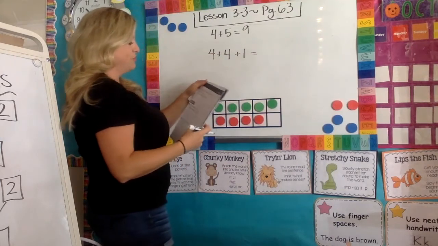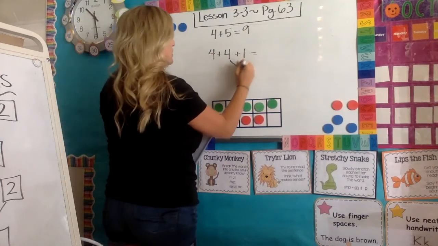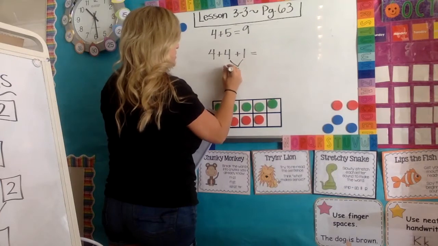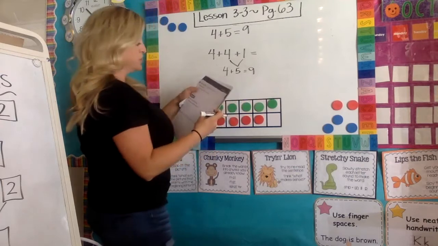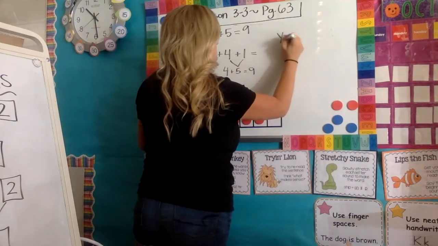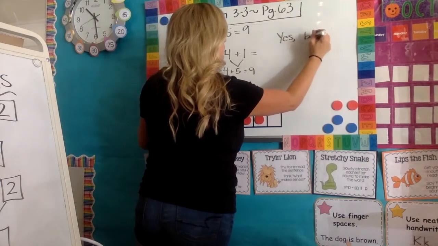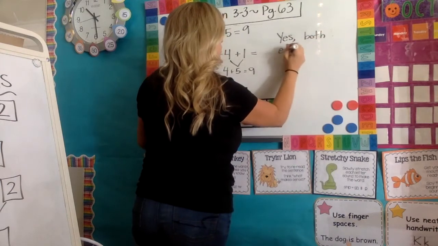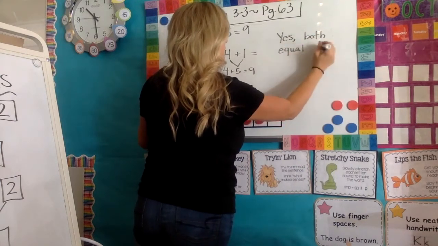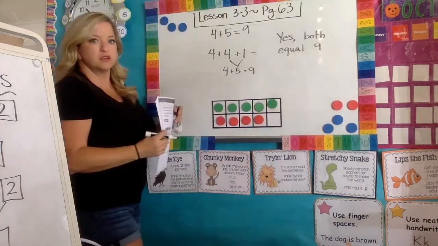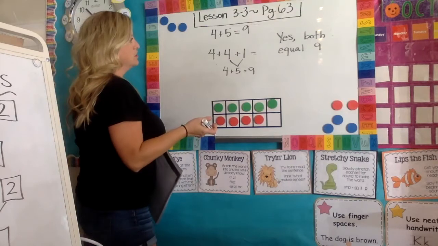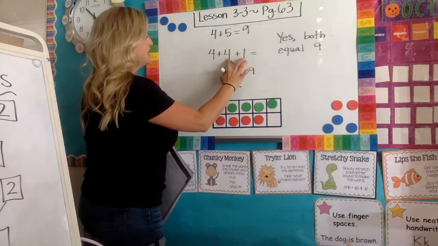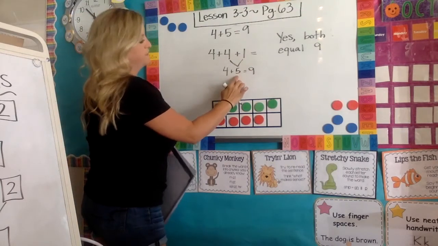Okay, if you remember, we just solved it. 4 plus 1 is 5. The 4 drops down. 4 plus 5 equals 9. So do you agree? You would write yes, comma, both equal 9. Yes, both equal 9.